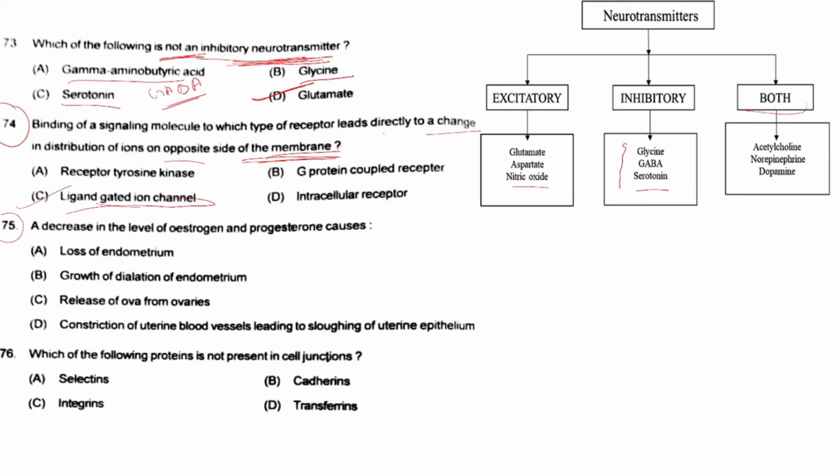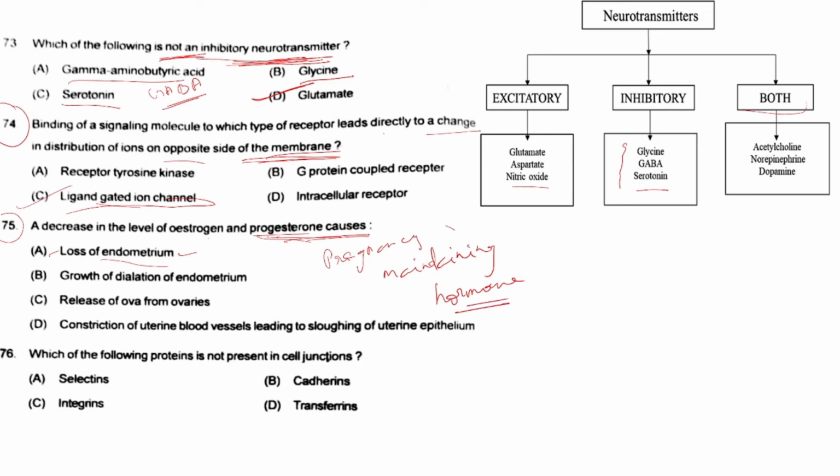Question number 75. A decrease in level of estrogen and progesterone causes. Options are option A, loss of endometrium. Yes, this is right. Remember students, progesterone is also called the pregnancy maintaining hormone.